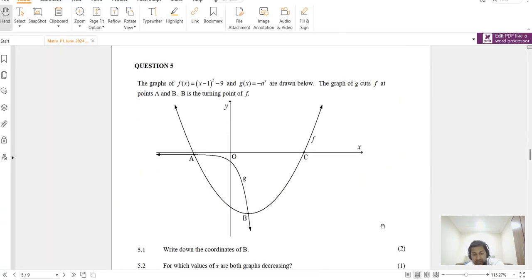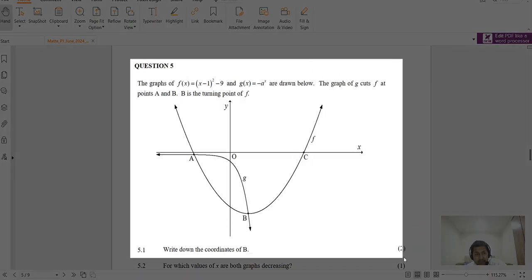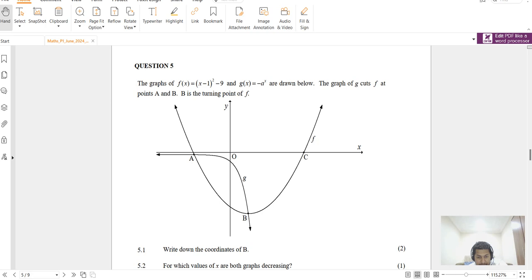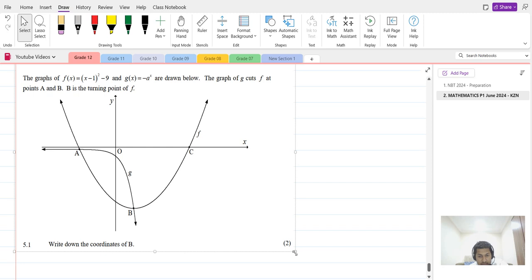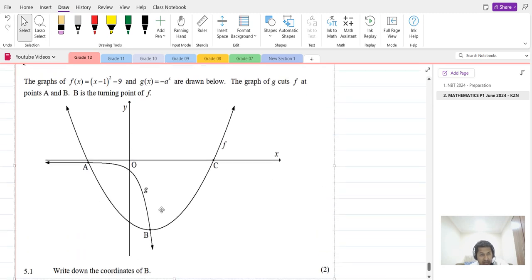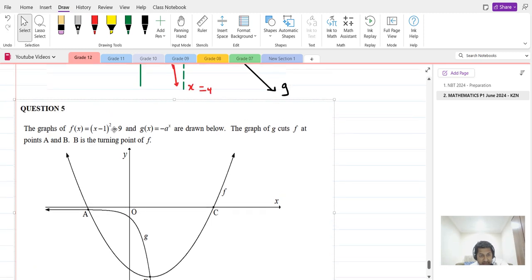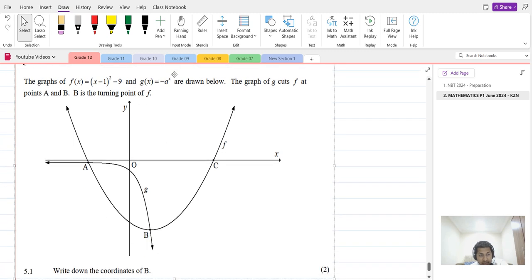We have question 5. What we are given here is a graph in TP form: f of x equals x minus p all squared plus q. We're also given an exponential function, not a hyperbola, an exponential graph, g of x. We can clearly see that the graph of g cuts f at points A and B. So those are basically the points of intersection.